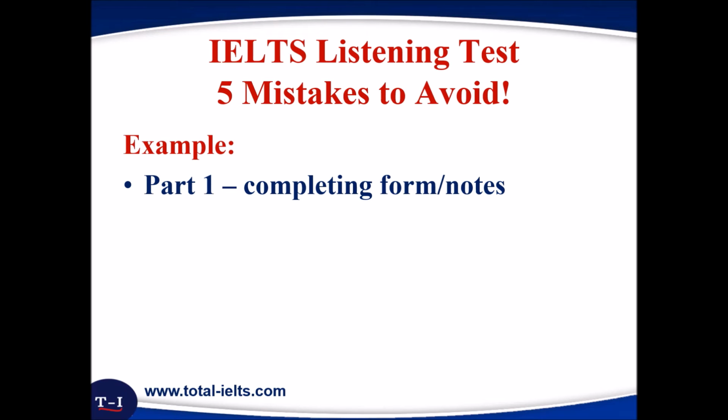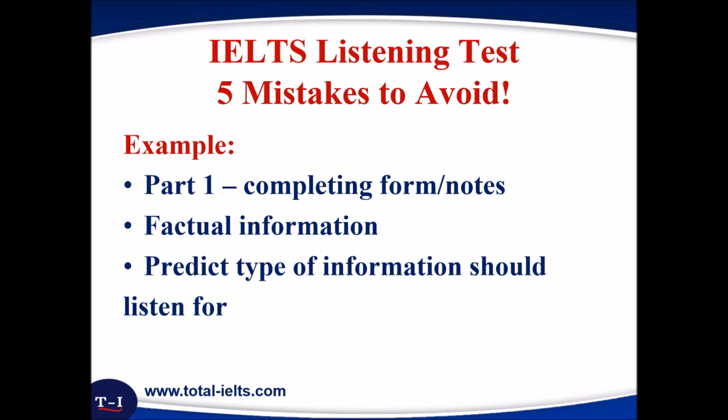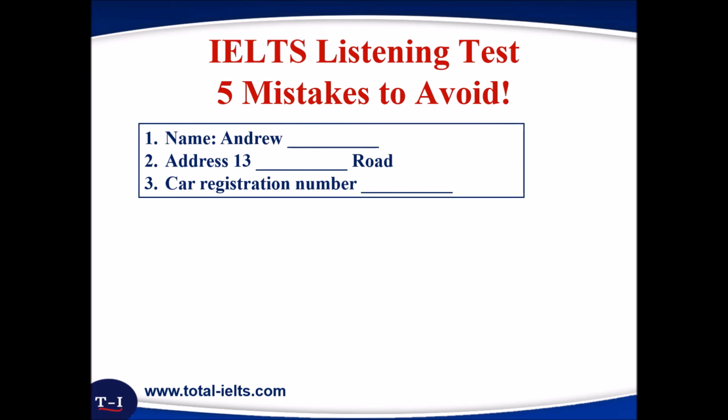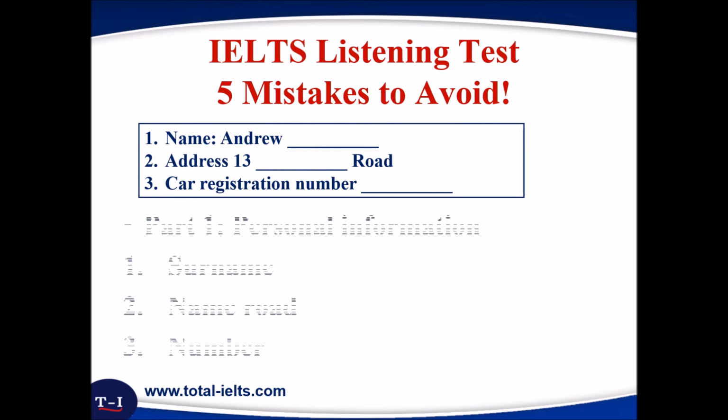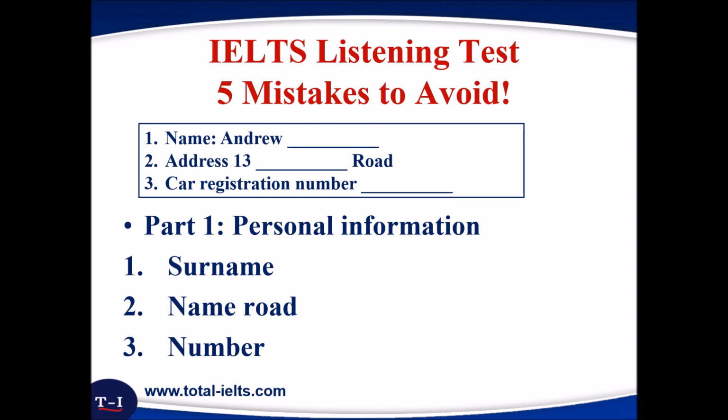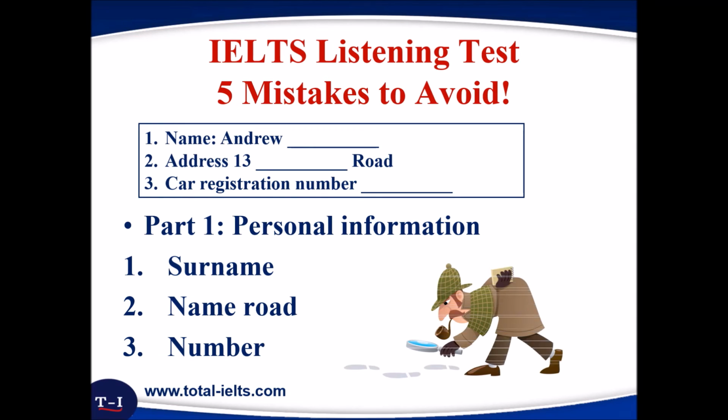In part 1, it's always completing a form or notes of factual information. So this type of information shouldn't be too difficult to predict. For example, here in number 1, you're looking for a surname. And number 2 will be the name of a road, and number 3 will be the car registration number, and you don't need to be Sherlock Holmes to work that out.